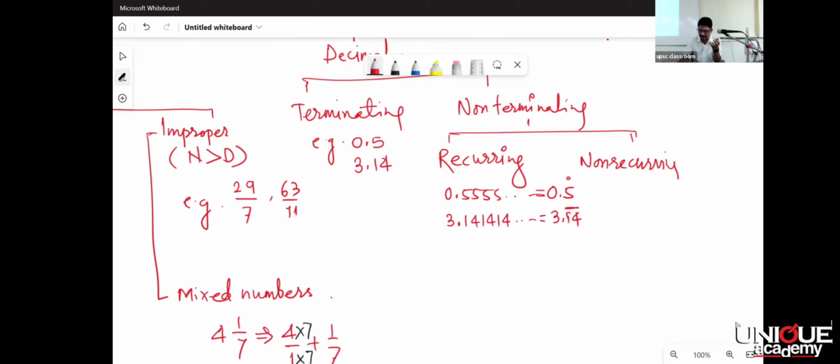Is it clear? Now, non-recurring. As in the first topic, we have seen these non-recurring. That is nothing but root 2. What is it? 1.4142... It is neither terminating nor recurring. Is it clear? Okay. So root 3 is one and the same: 1.732... Neither terminating nor recurring.